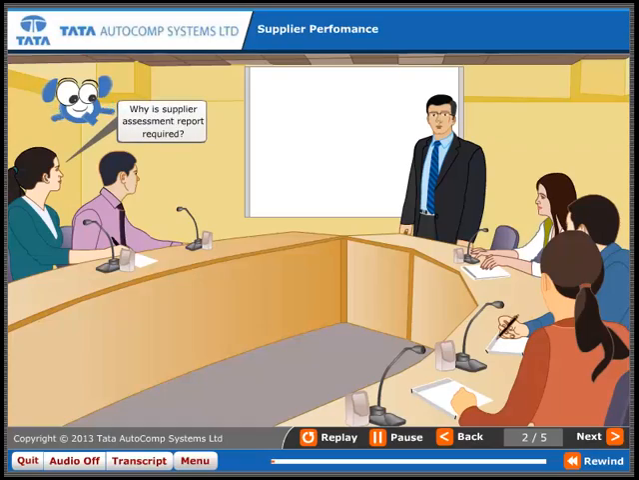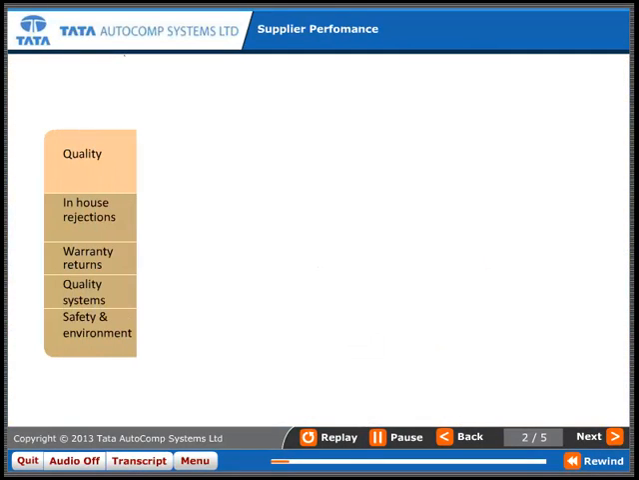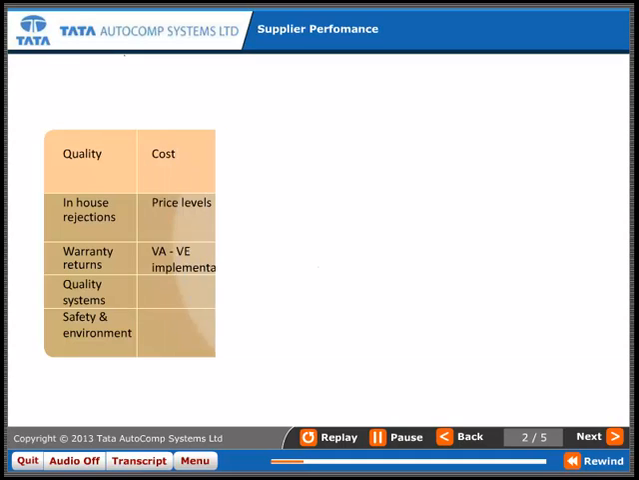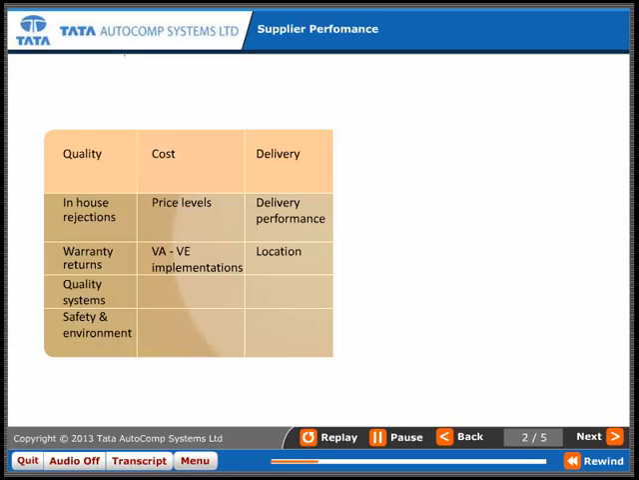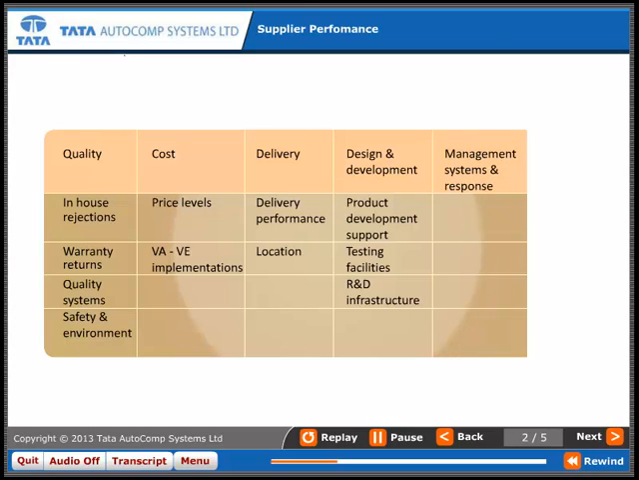Why is supplier assessment report required? Well, for that, we need to understand pillars of vendor rating: quality, in-house rejections, warranty returns, quality systems, safety and environment; cost, price levels, VAVE implementations; delivery, delivery performance; location, design and development, product development support, testing facilities, R&D infrastructure, management systems and response, line stoppage.